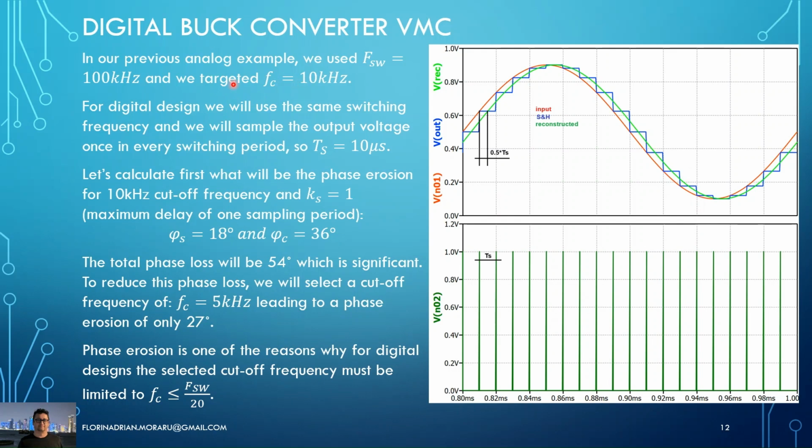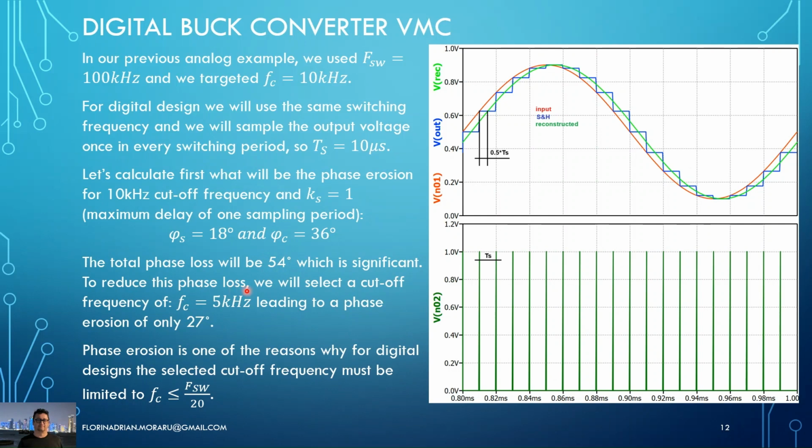In our analog example, we used a switching frequency of 100 kilohertz. We want to use the same for the digital implementation, and we targeted a cutoff frequency of 10 kilohertz. As I said, we will sample at every switching period, so the sampling period will be 10 microseconds. Now let's calculate the phase loss due to sample reconstruction and due to the calculation. We end up with 18 and 36 degrees respectively. That's a total phase loss of 54 degrees, which is very big.